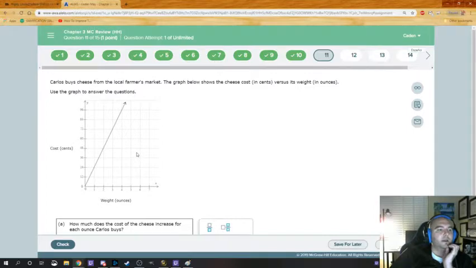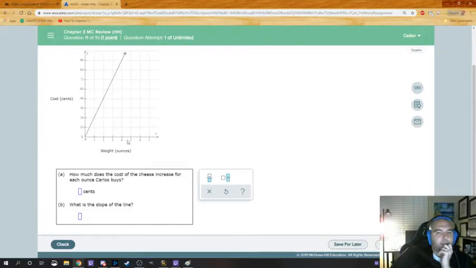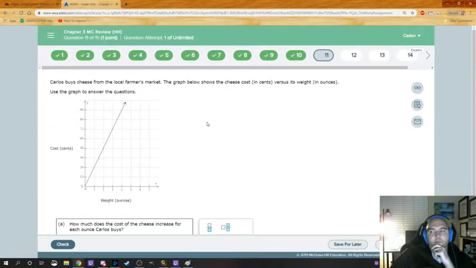Okay, back to this. How much does the cost of cheese increase for each ounce Carlos buys? You notice I skipped right to the question. Sorry, I mean, the answer that I'm going to find. So it says Carlos buys cheese from a farmer's market. The graph shows the cheese cost versus the weight. So the more weight he buys, you can see the cost is going up. Makes sense to me. You buy more cheese, you pay more, right?